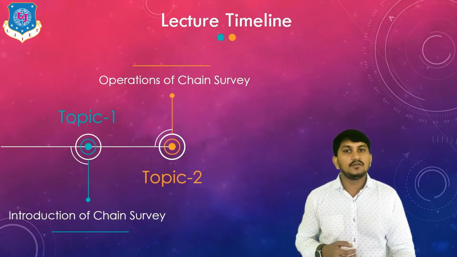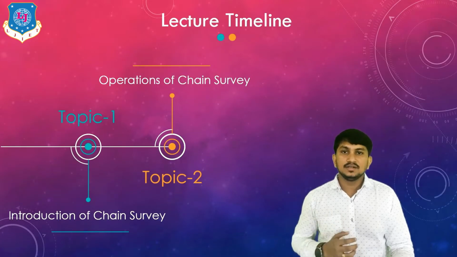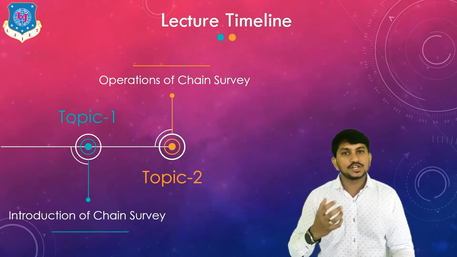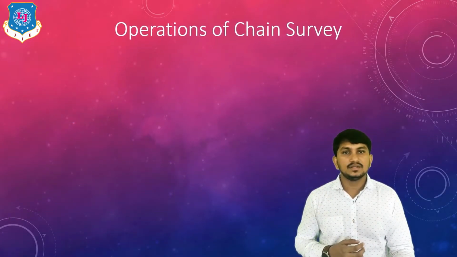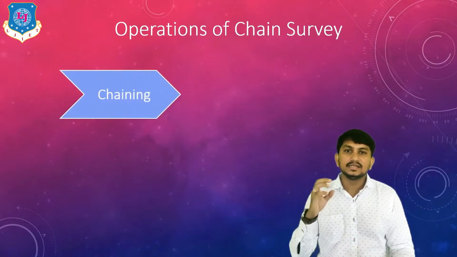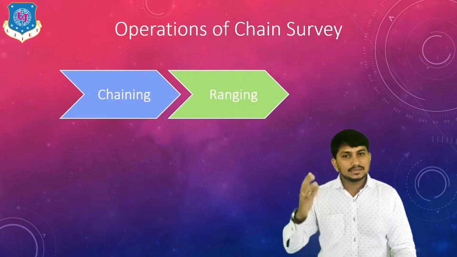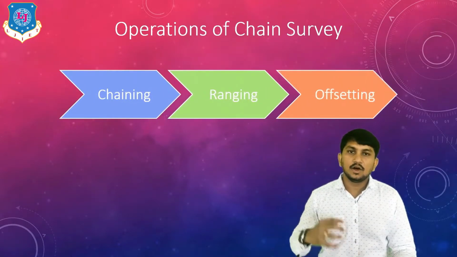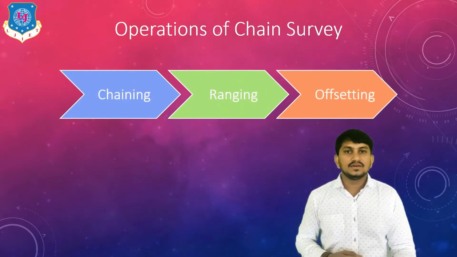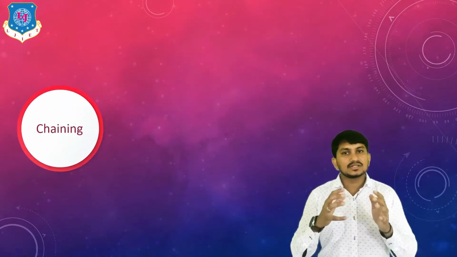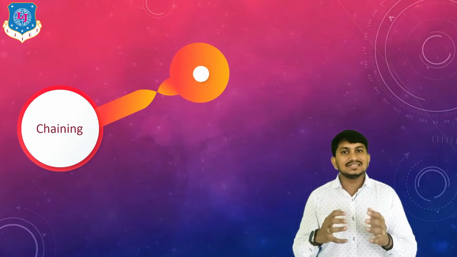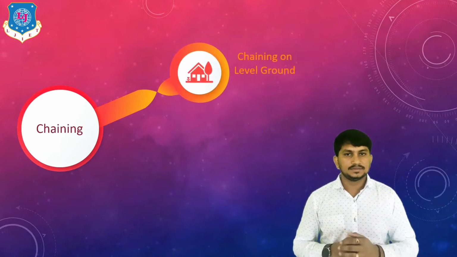Now we will move to the second topic of today's lecture, which is operations of chain survey. Mainly, there are three operations. First is chaining, second is ranging, and third is offsetting. First, we will discuss chaining. Chaining is the process of finding out the distances between two points.